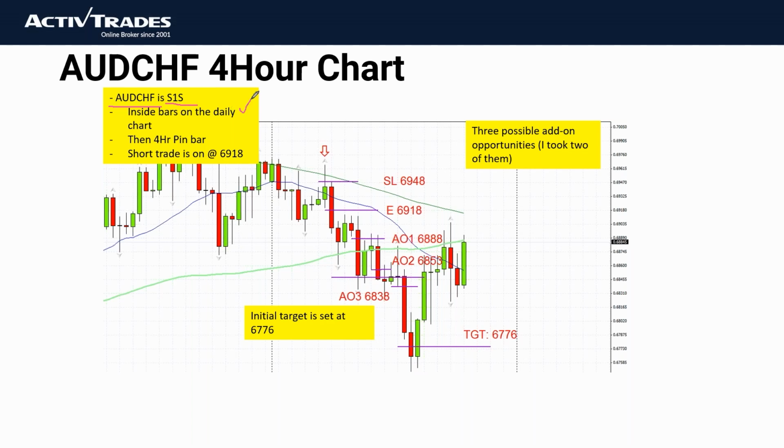It was an inside bar on the daily chart, and then what I had here as my entry was a 4-hour pin bar off the 200 period moving average. So I wanted to be a short, and so my entry was here at 69.18, okay, on the Aussie Swiss. And then my initial target for my trade was down here at 67.76. I had a good asymmetric reward to risk.